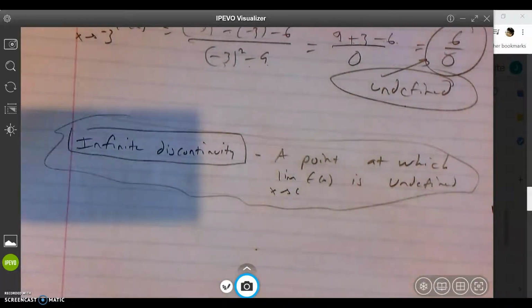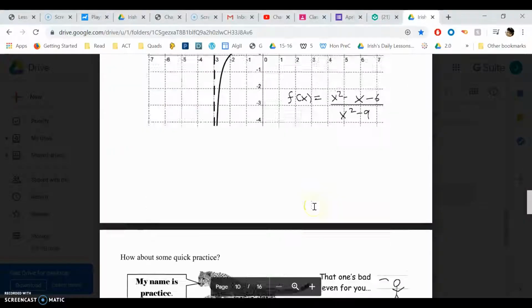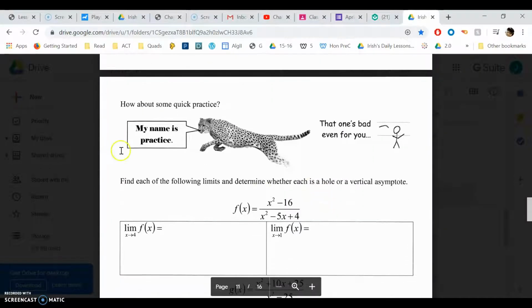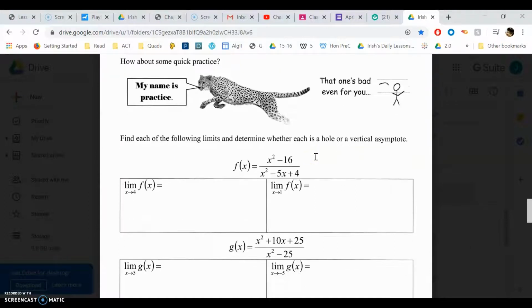All right, so now here's what we're going to do. We'll do a little exercise right here. How about some quick practice? Ooh, there's a cheetah. Her name is Practice. Quick practice, right? Cheetah's quick. That's funny, huh? That's a good joke.